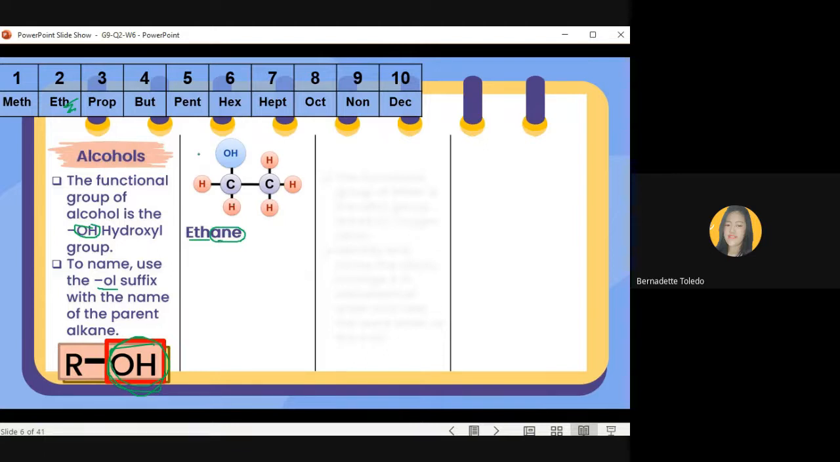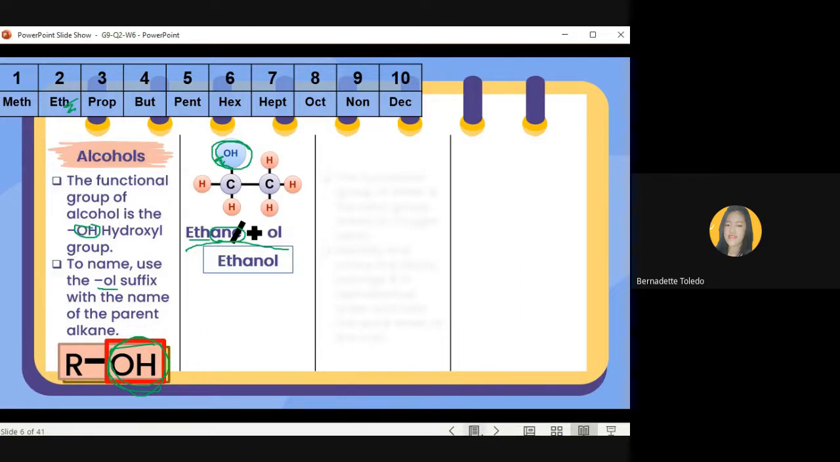Now, because this is an alcohol with the presence of a hydroxyl group, we will cancel out the letter E on the alkane name and then we will add the suffix OL. If we combine these two, we will come up with the name ethanol. So, that's how you name alcohols. Remove first the E of the alkane chain, then add OL to identify that this is an alcohol because it has a functional group of hydroxyl or OH.